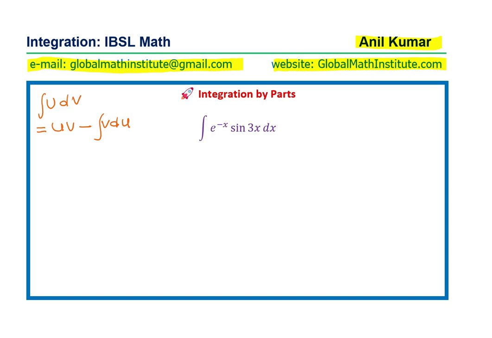Now, let us see how to split this into u and dv. So we're going to write u as e to the power of minus x and dv as sine of 3x dx. The derivative du will give me minus e to the power of minus x dx, and the integral of dv will give me v equals the integral of sine 3x, which will be minus cos 3x over 3.